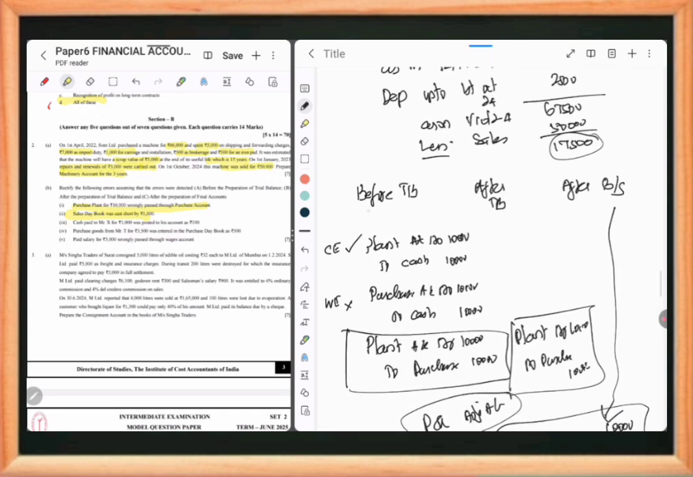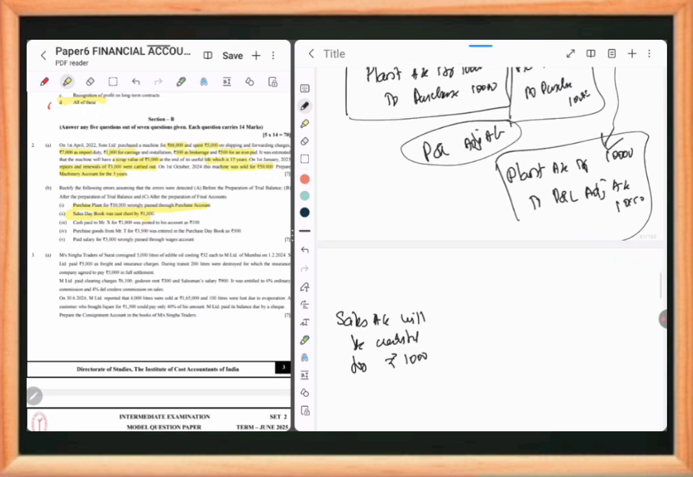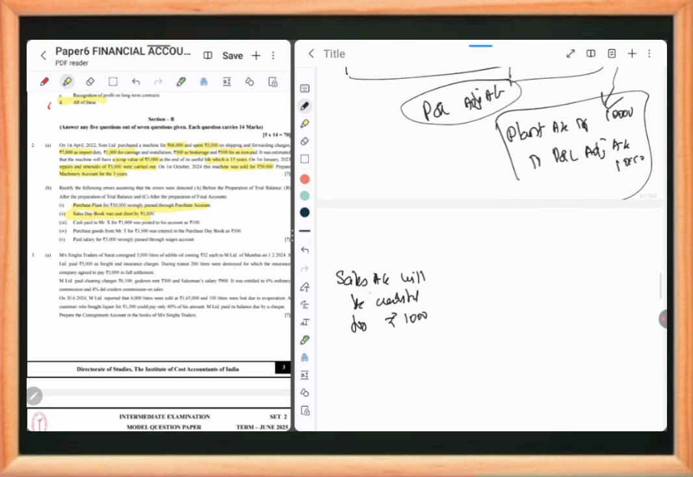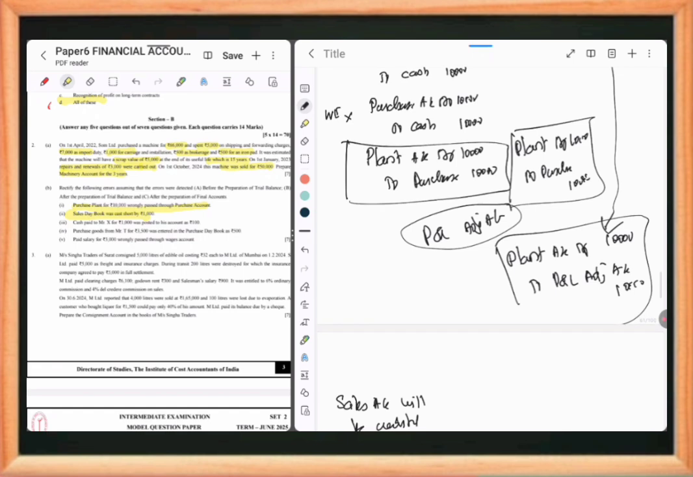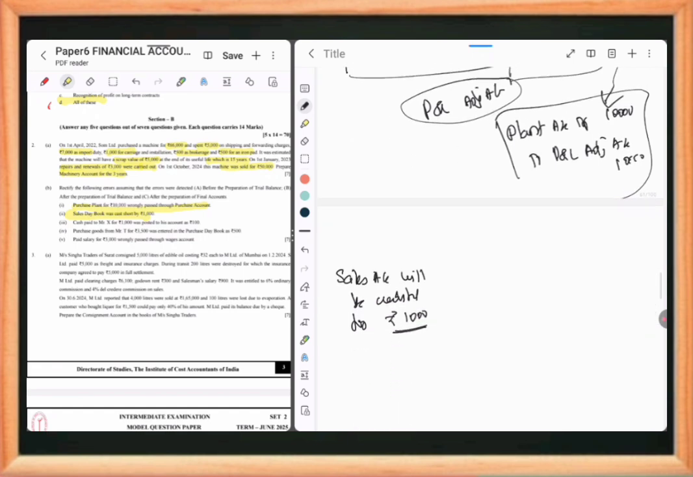In this case, before trial balance, we pass the rectification entry: sales account will be credited for rupees 1,000. If you write like that, it is rectified. But if the mistake is found after preparing the trial balance, we would have prepared a suspense account. All the mistakes will be in the suspense account. If we rectify, it will be adjusted in the suspense account. So here suspense account debit to sales account.